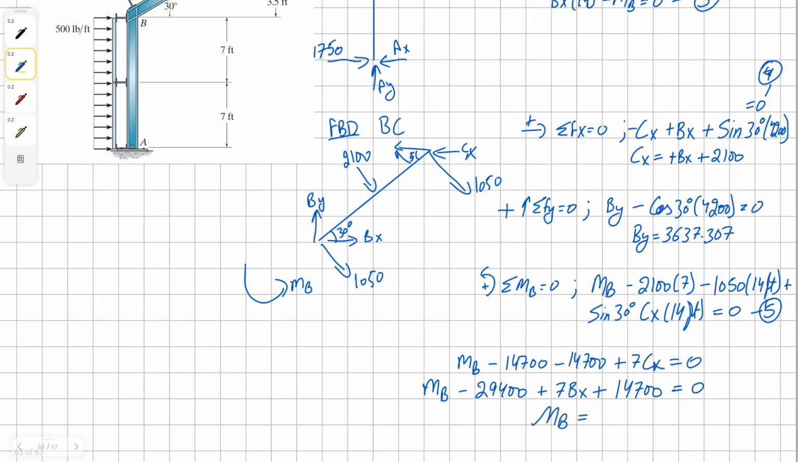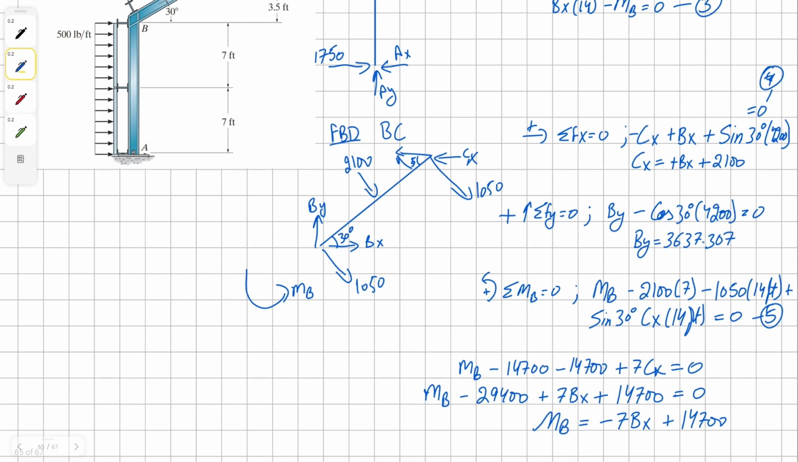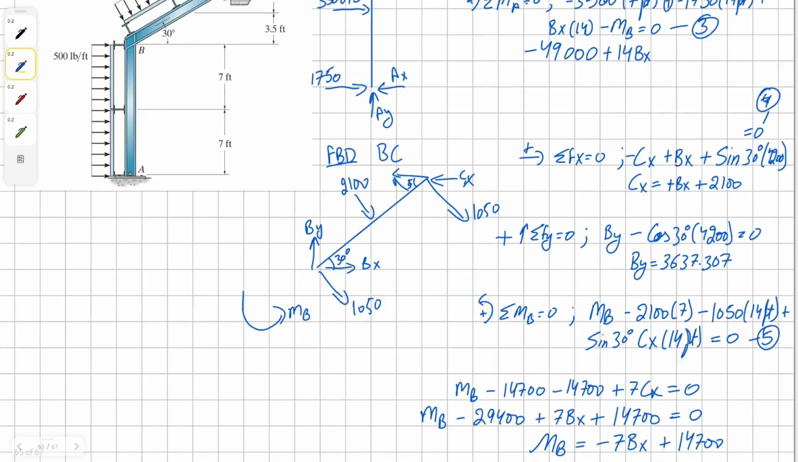Simplifying for moment B, we can have our solution as negative 7Bx and then positive 14,700. Now we're going to plug this value of the moment B into our equation number 3. We're going to have value of moment B as positive 7Bx and then negative 14,700 equals to 0. Solving for Bx, you're going to have our solution as 3033.333 continuous.